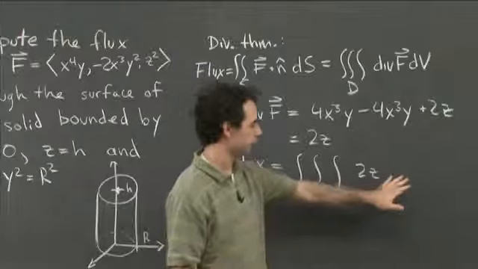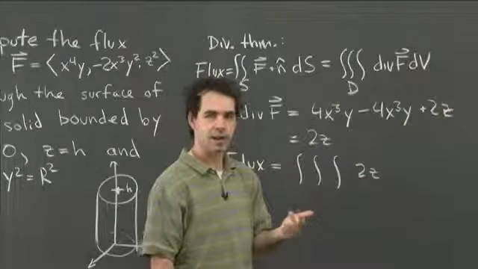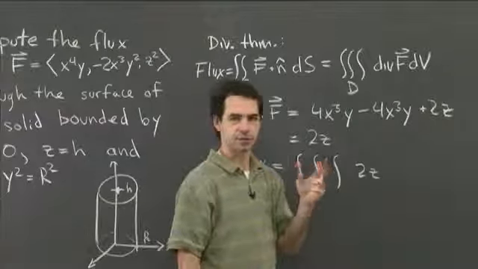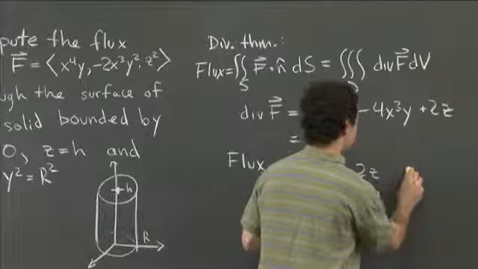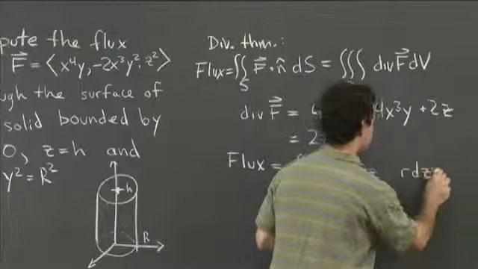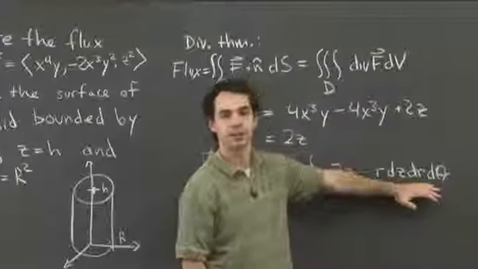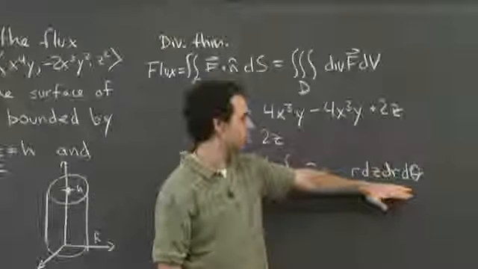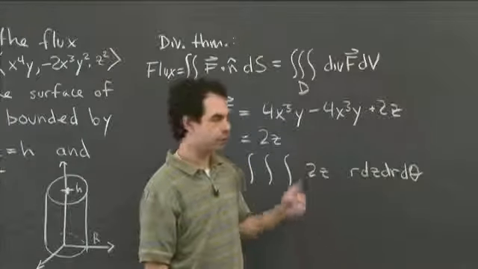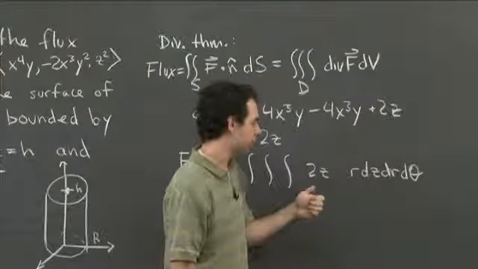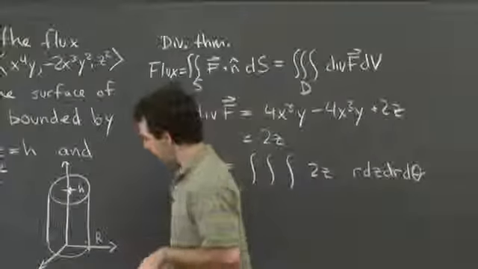So if we're going to use cylindrical coordinates, for dV we need a z, an r, and a theta. But remember, there's this extra factor of r. So it's going to be 2z times r dz dr d theta. This r dz dr d theta part is dV. So that's what dV is when we use cylindrical coordinates. OK, so now let's figure out what the bounds are. So let's go look at the cylinder that we had over here.